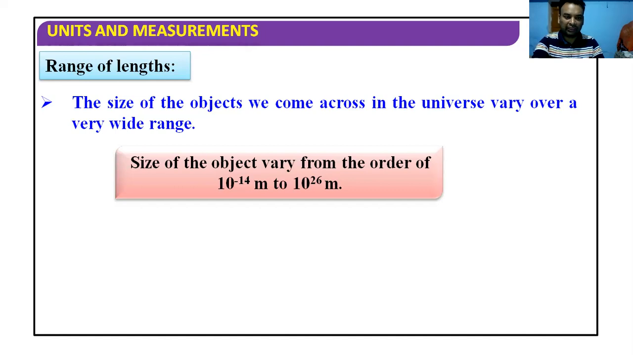Likewise, in our coming lectures, we will study the range of mass. In the range of mass, we will follow the same concept from the microscopic level to the macroscopic level, from the microscopic mass to the macroscopic mass. Microscopic mass means the mass of the electron, and macroscopic mass means the mass of the whole universe. And a similar concept we will apply to time also, meaning the minimum time which any physical quantity takes in this universe.